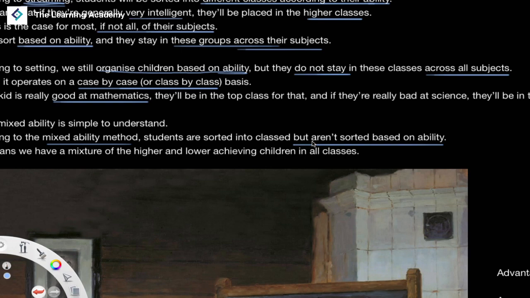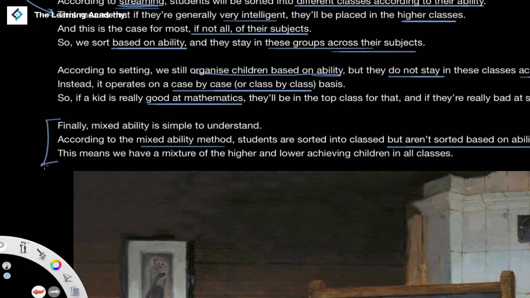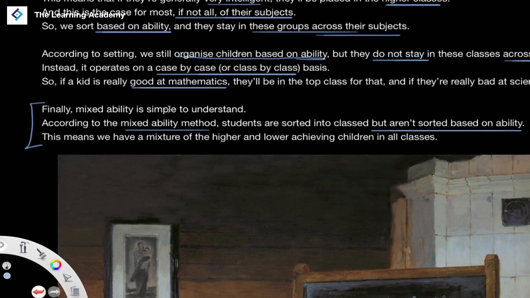Okay. As a little side note, this is how I remember GCSE history going in my school. I remember being in a class. I was particularly, at the time, quite a low achiever in the school, and I was placed in a class with, and it was a mixed ability system where we had children of all different abilities sitting together. So I was sat next to somebody who was particularly high achieving, etc. etc. So this is what a mixed ability system would refer to. So you could have a mixture of higher and lower achieving children in all classes.